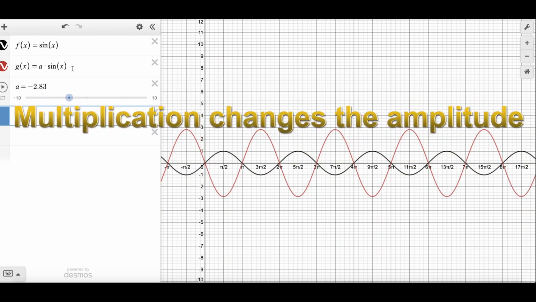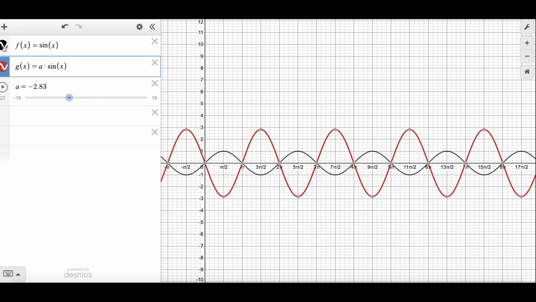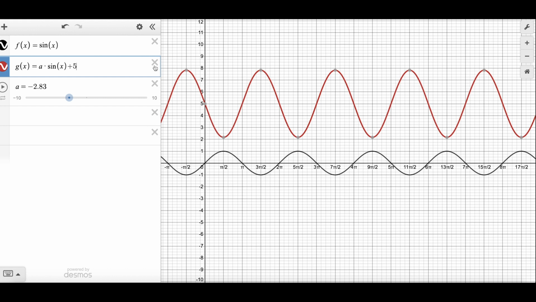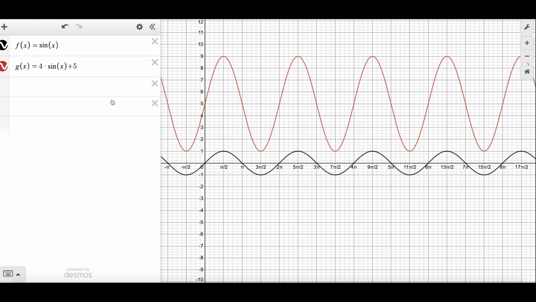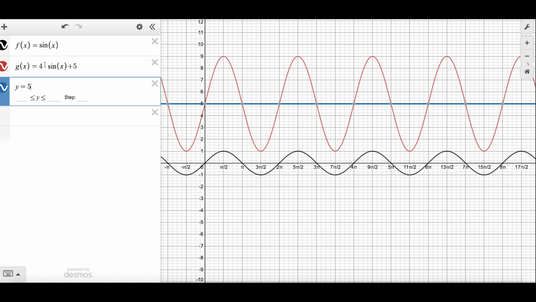Let's see what happens if I add a center line onto this. So if I add a center line, let's do like plus 5. Notice that the center line is at 5. That's kind of nice. And the amplitude of this right now, let's say I changed A to 4. A few things to look at. The center line is at 5, and the amplitude is 4, right? 1, 2, 3, 4. Got it.